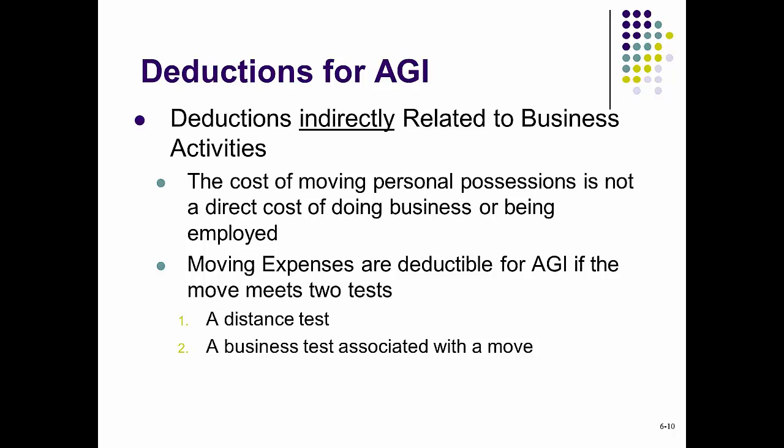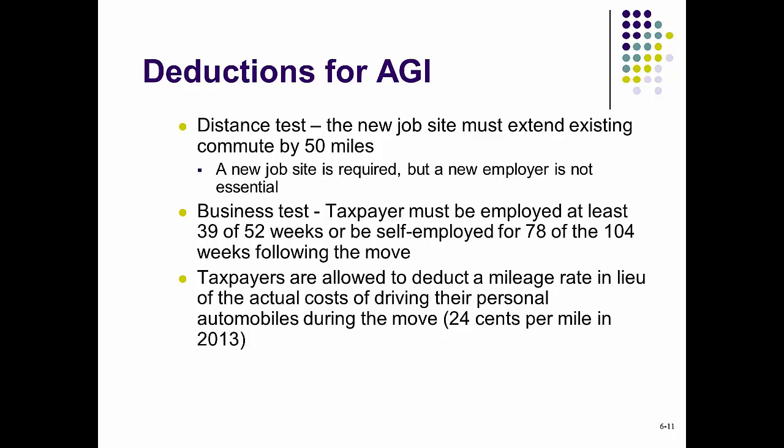For example, moving expenses. Moving expenses are allowed as deductions if a taxpayer moves and changes their principal place of work. Some tests must be met before they can take this moving expense deduction. Number one, the distance between the new work and the residence must be greater than or equal to 50 miles more than the distance between the residence and the old work. And number two actually has two parts.